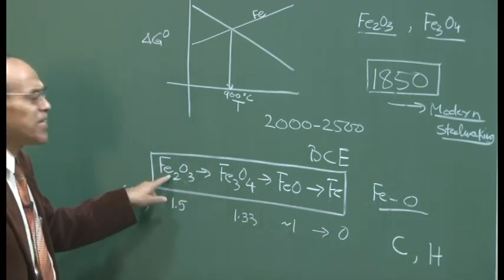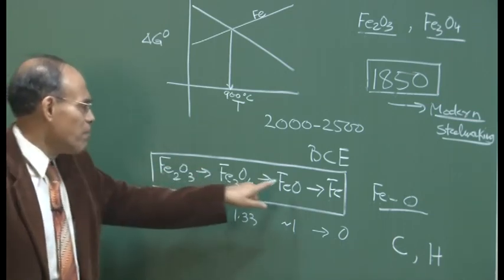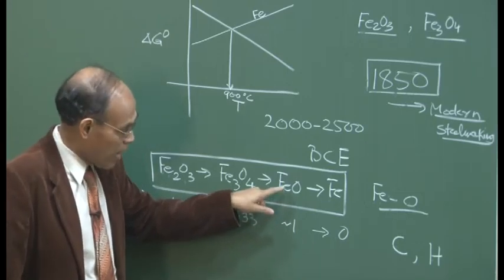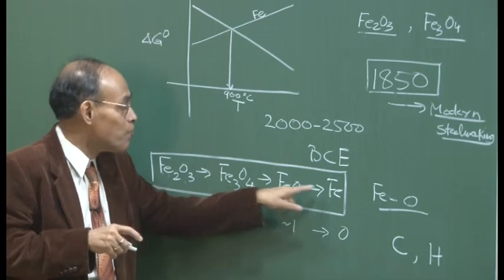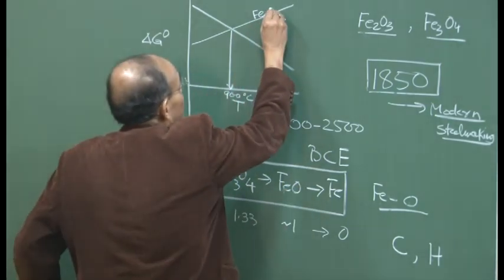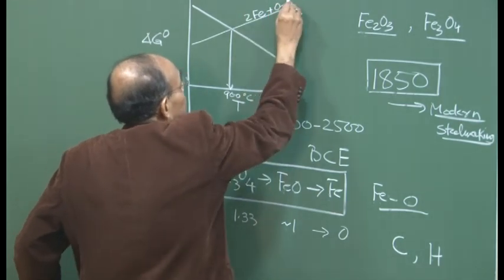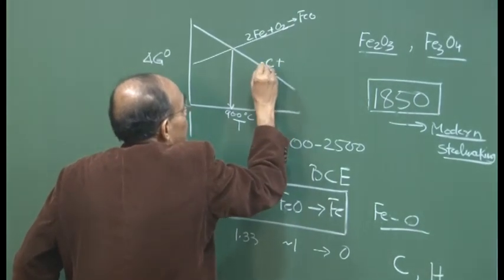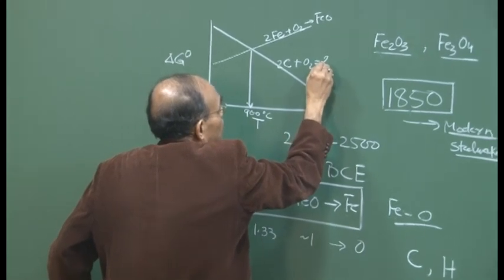So, these are easily reducible. You can make this from this very easily, you can make this from this relatively easily, but to take FeO, the last bit of oxygen which is tied up with Fe as FeO will become extremely difficult. So, this line is Fe we are concerned with, and then we have FeO, and this is 2C plus O2, and this is equal to 2CO.